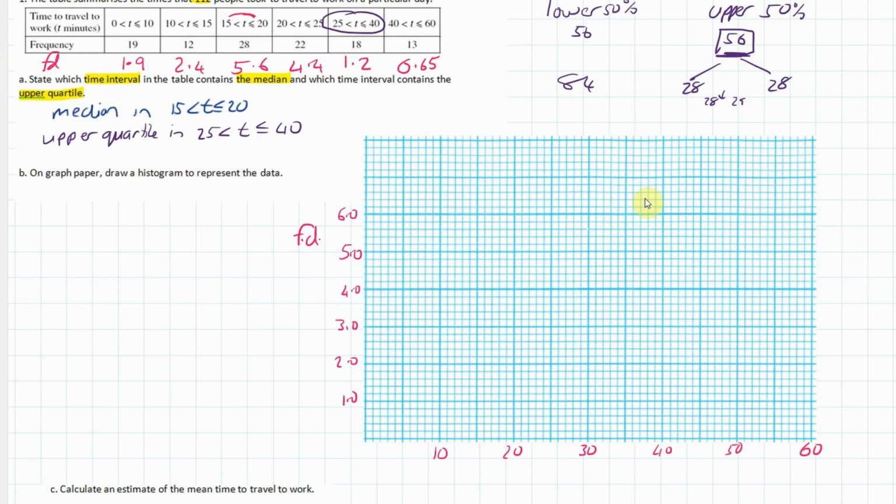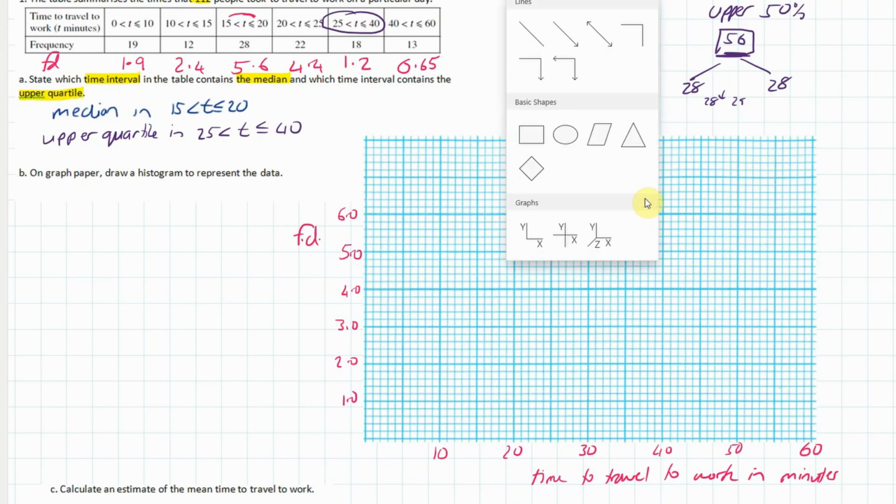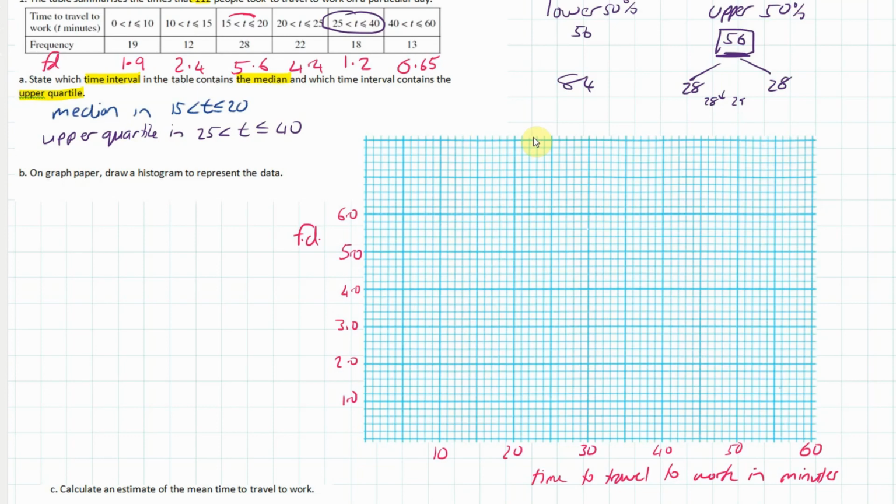And we probably should have a label for this, shouldn't we? So this is time to travel to work in minutes. And okay, we'll try these shapes in here. So the first one we want is 1.9, and that's from 0 to 10. So it's sort of thing here. Oh, we can't really get that to the exact size I want. Okay, that'll kind of do, I guess.